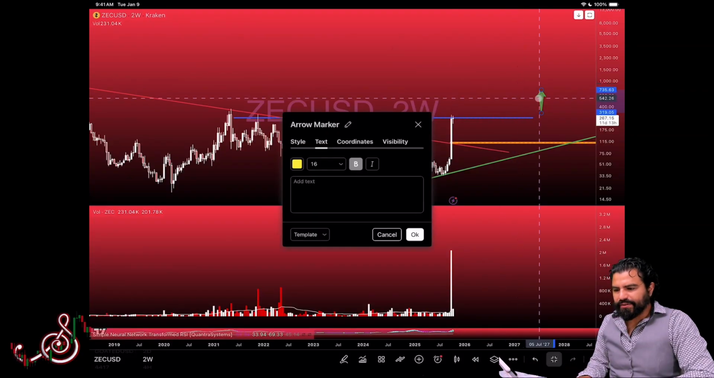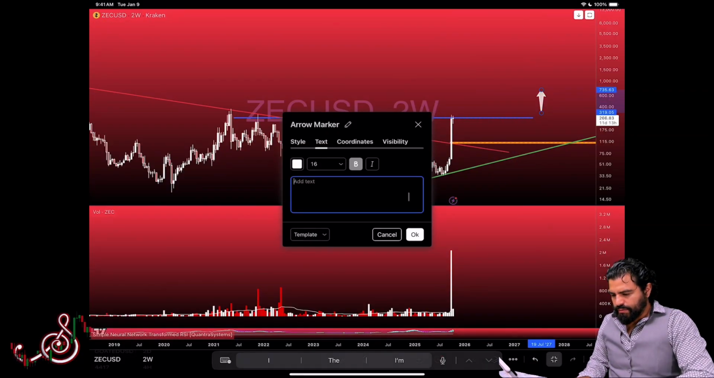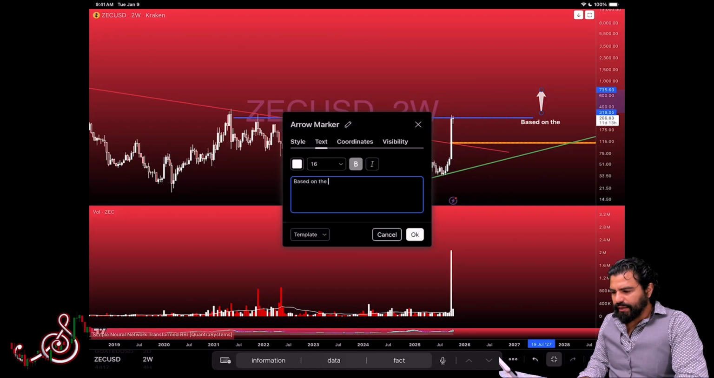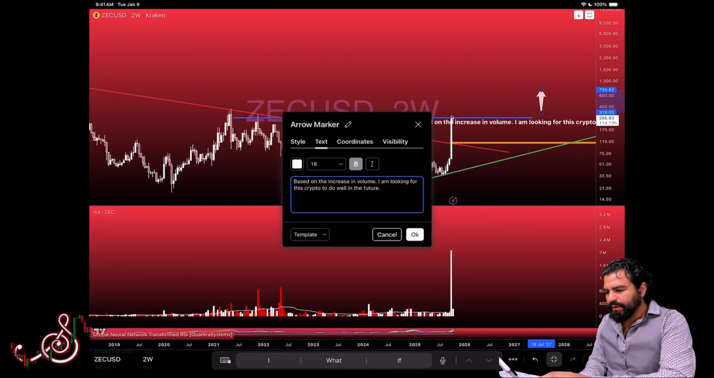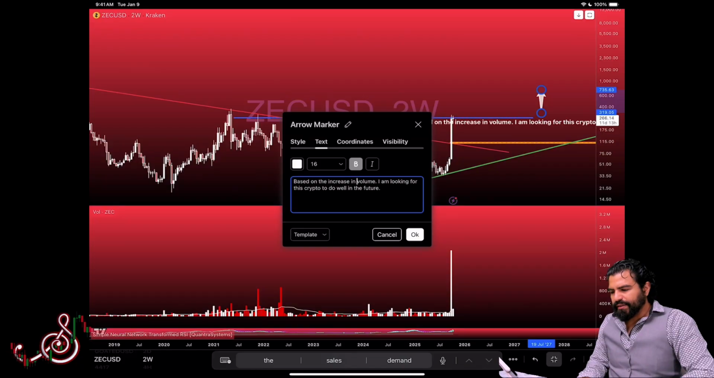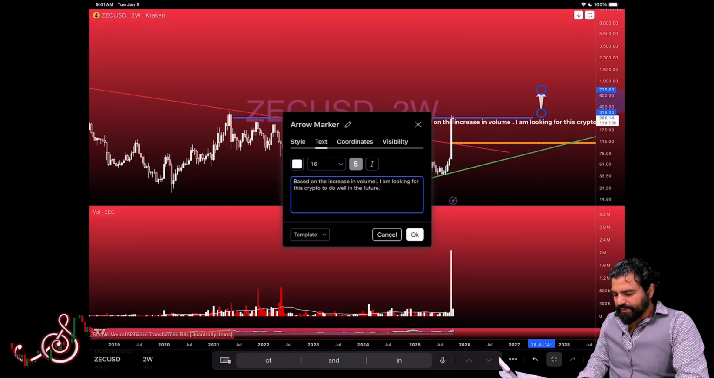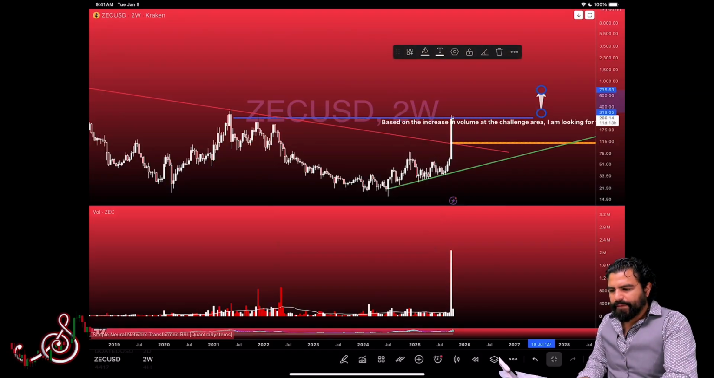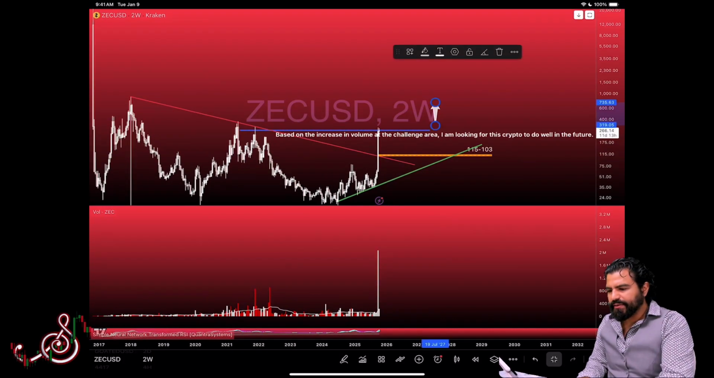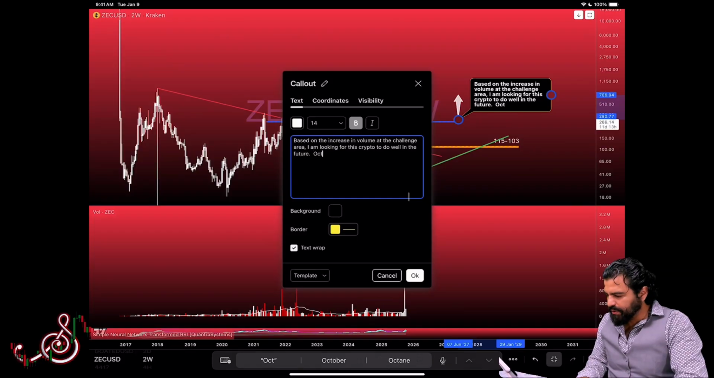Okay? And I'll write this down in the note here. Based on the increase in volume, I am looking for this crypto to do well in the future. Okay, based on the increase in volume at the challenge area. So that's what I would say about this. And the date is October 15th.